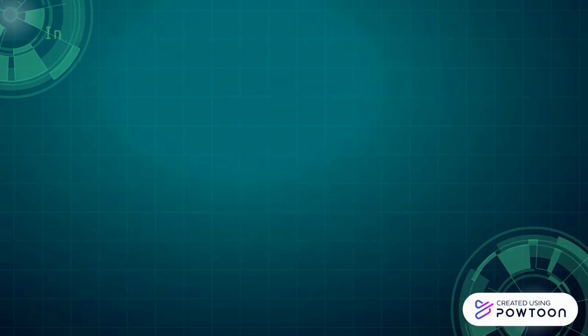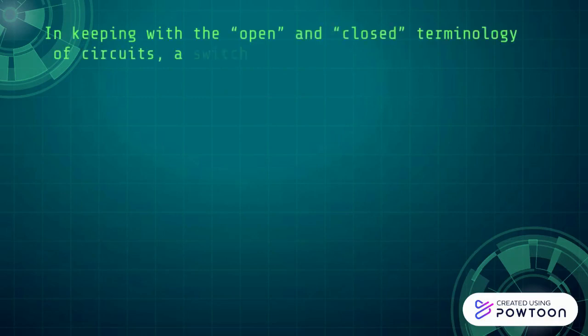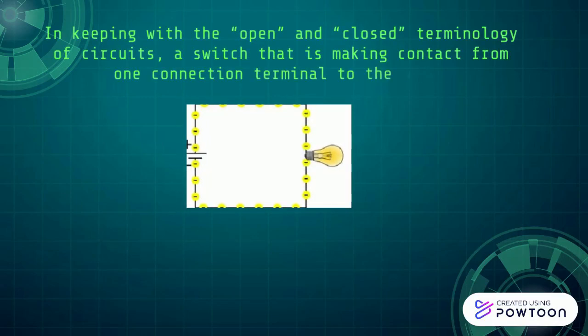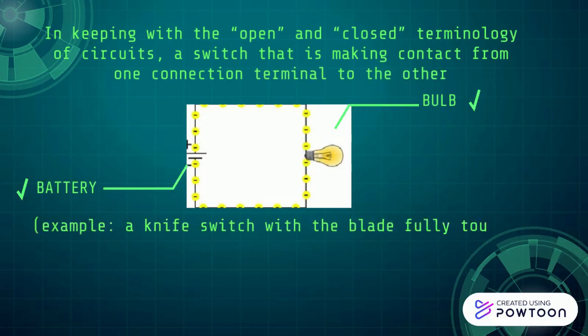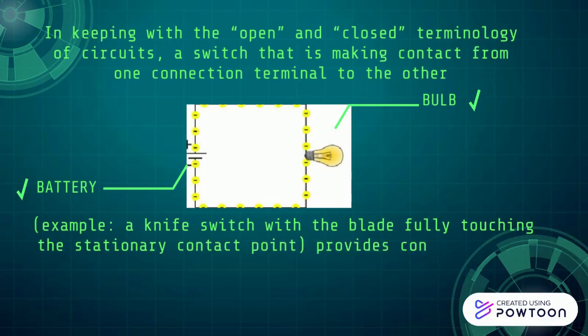Keeping with the open and closed terminology of circuits, a switch that is making contact from one connection terminal to the other. Example, a knife switch with the blade fully touching the stationary contact point provides continuity for current to flow through it and is called a closed switch.